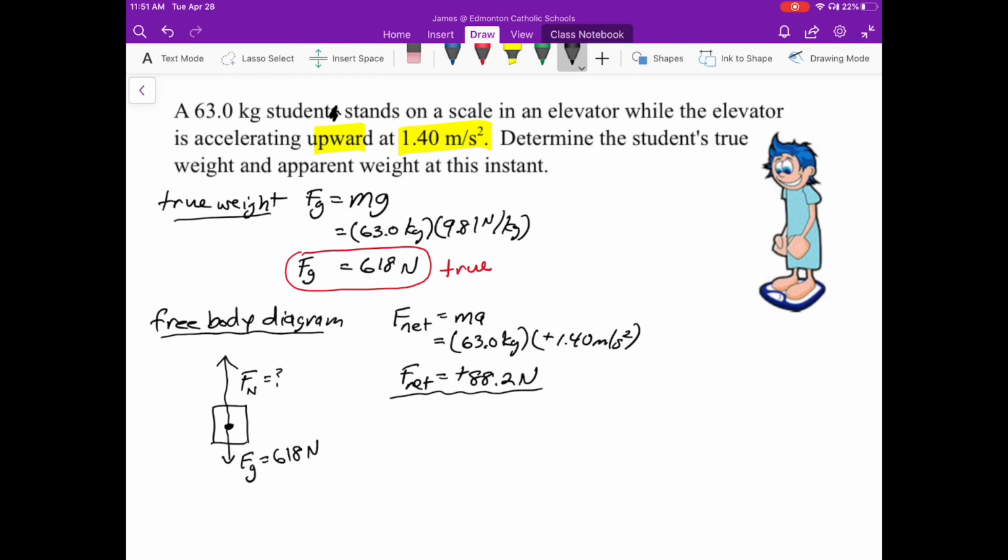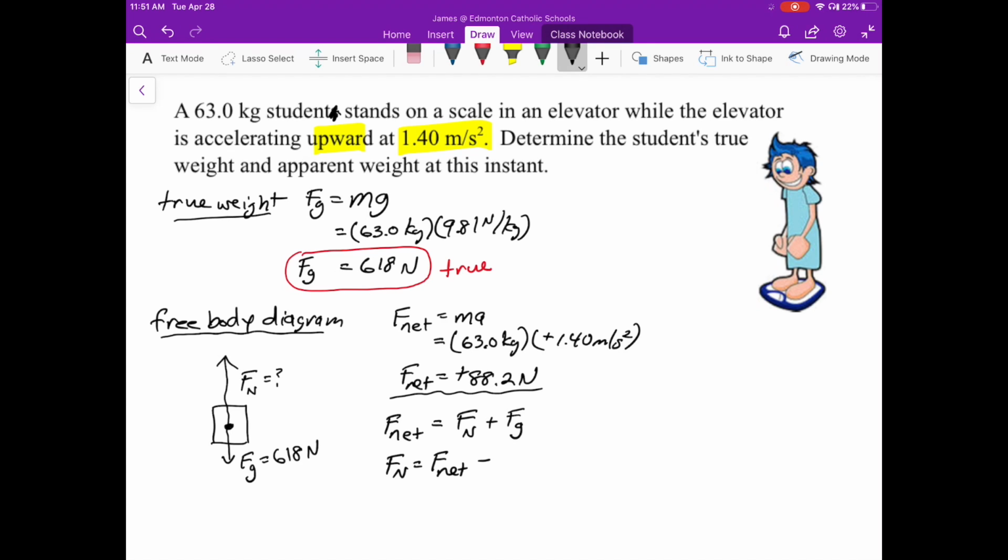All right. So we then can write an expression for that net force based on the free body diagram. Remember, net force is the vector sum of the forces acting on the object. And here we've got two forces. And we can use this to then solve for the normal force.